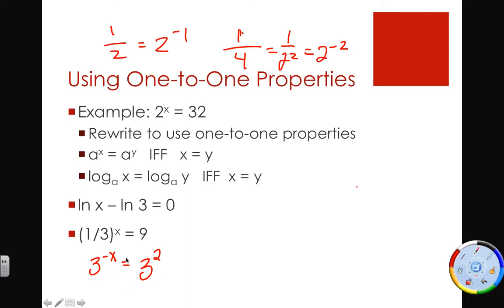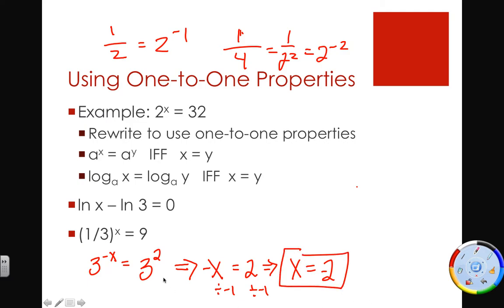Well, that's nice because, again, I've now set up a one-to-one property which tells me that negative x equals 2, but as I always say, I don't care what negative x equals. I want to know what x equals, so I'm going to divide both sides by negative 1, and I'm going to get x equals negative 2. And there's your final answer, because 1/3 to the negative 2 power is 9.